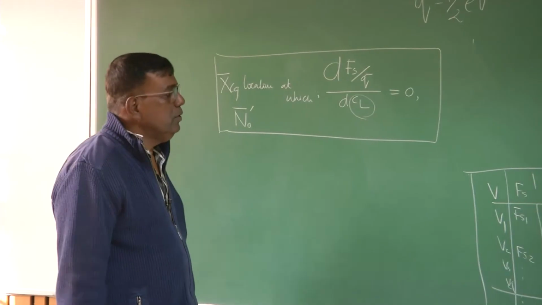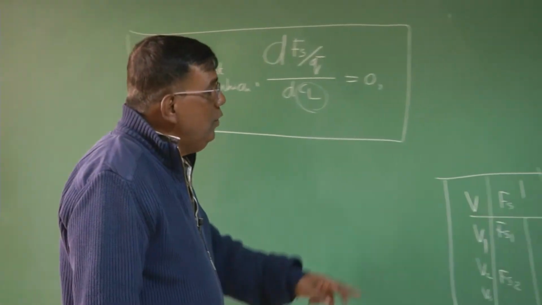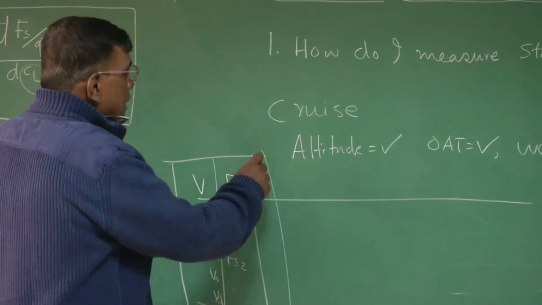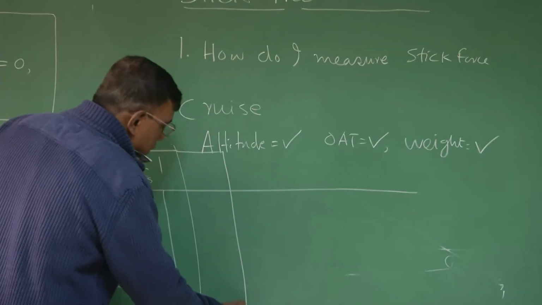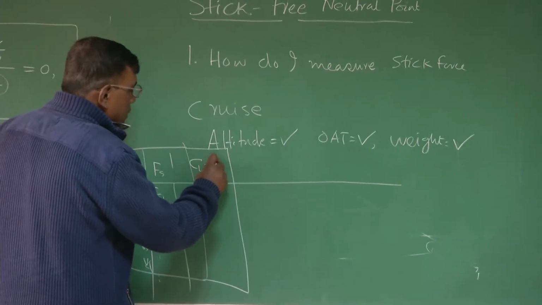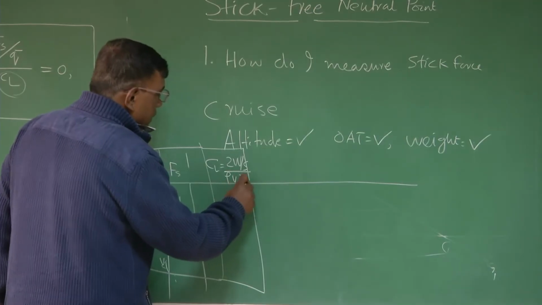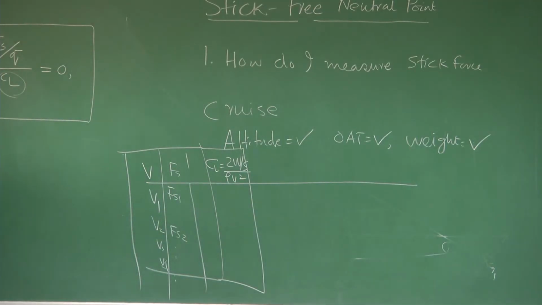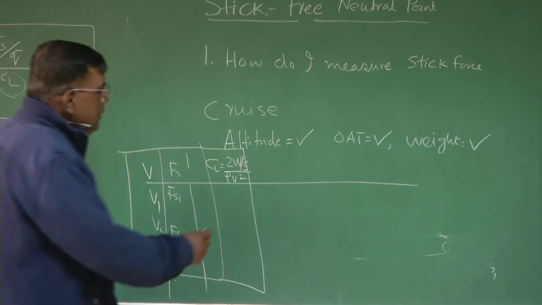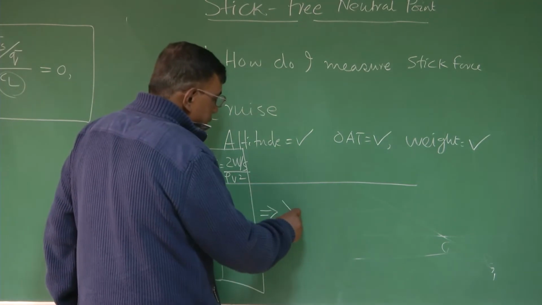That is your choice. So once you have this V and Fs, you can easily calculate what is CL. CL will be 2W by S by rho V square. Correct? No issues because you are cruising. But this experiment will be done corresponding to an XCG location.